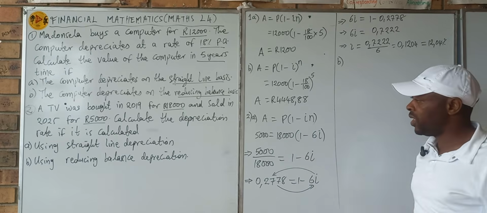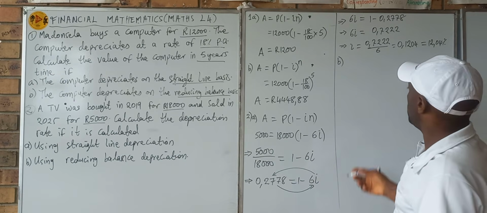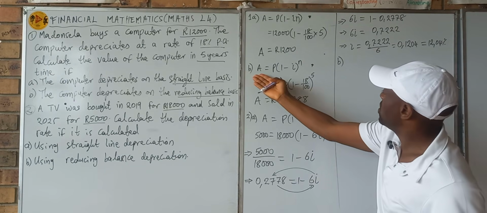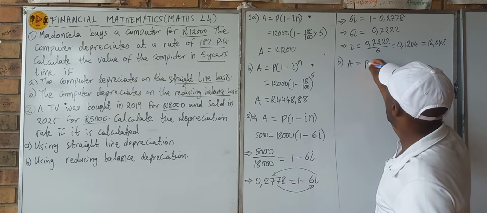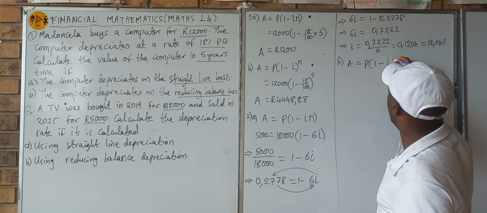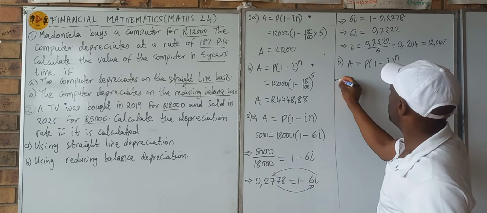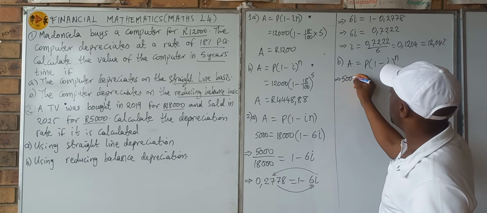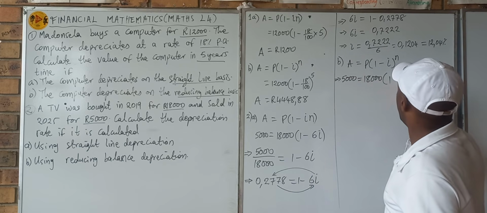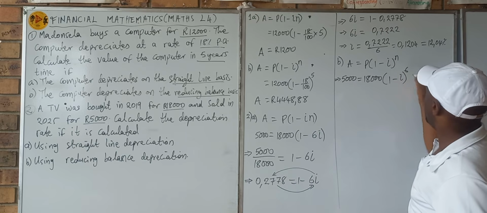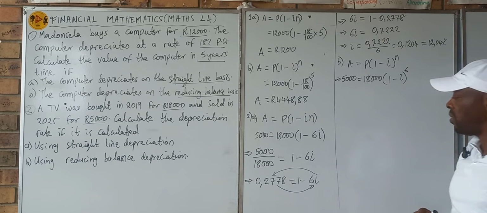So we are going to repeat the same exercise with reducing balance depreciation. All we need to do is capture the correct formula for reducing balance depreciation, which is A equal to P in bracket 1 minus I, all this to the power N. Our figures stay the same, 5,000 here, 18,000 the other side, in bracket 1 minus I. Our number of years, we've done the calculation already. In the first part it was 6 years.